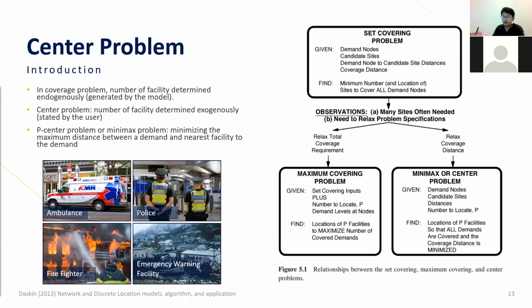It means that when you allocate one facility, you want to make sure that the coverage for the furthest demand from that facility is the minimum among all those possibilities.